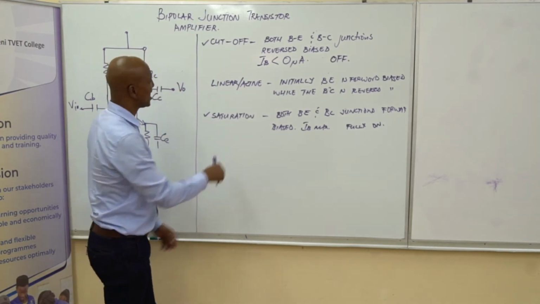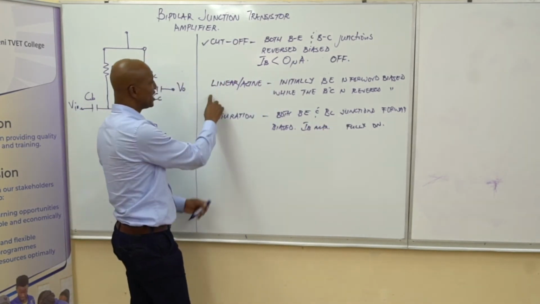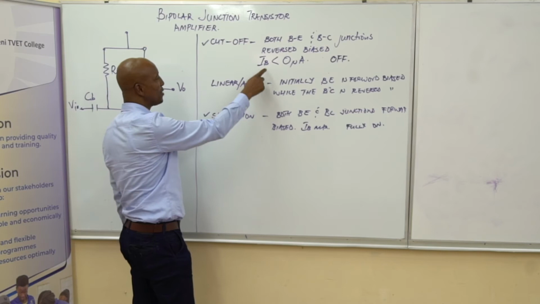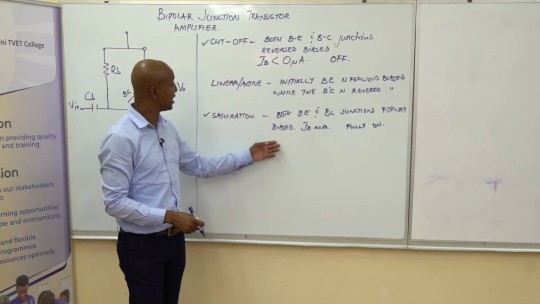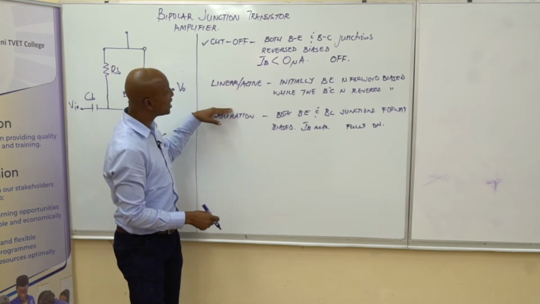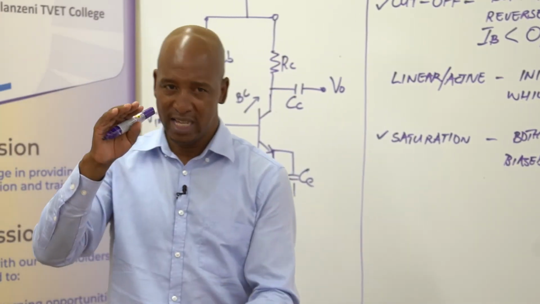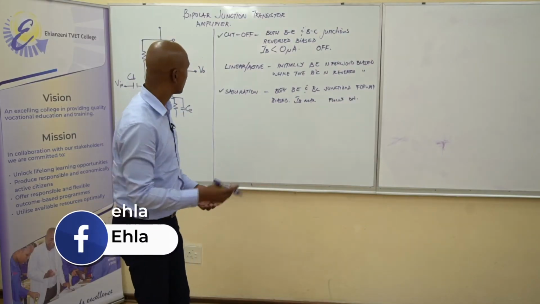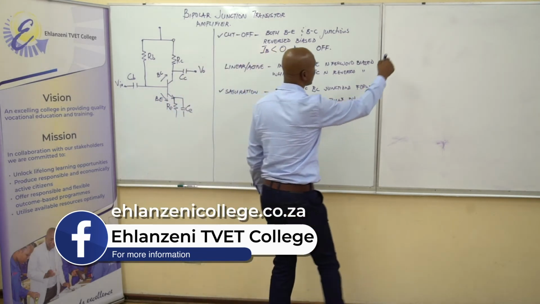You will see that IB will be minimum, IB will be maximum. So you can now see that in this linear active region, you can start increasing your IB just above cutoff, but you cannot reach your maximum. So it simply means that you can increase your IB from just above cutoff, but you cannot reach saturation. So that region which is between cutoff and saturation is known as your active or your linear region. That can be characterized by some graphics, if I may.